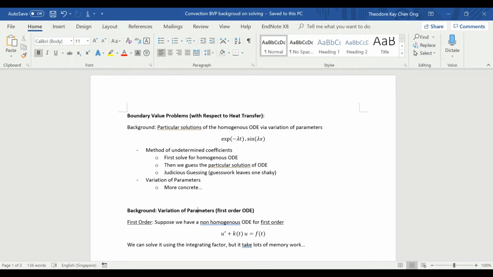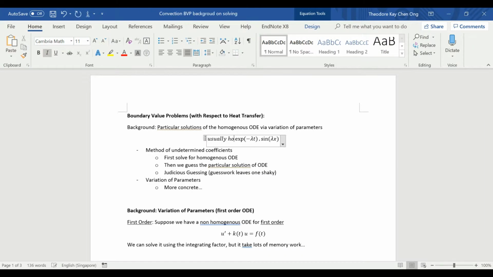Now, is there a more concrete way perhaps to solve for the particular solution? So what we want to look at today is the variation of parameters. We want to take a look at this method for first order ODEs first. Now this already assumes that you know how to solve the homogeneous part, and usually the homogeneous solutions will look something like this.